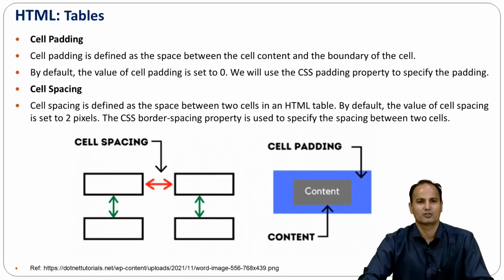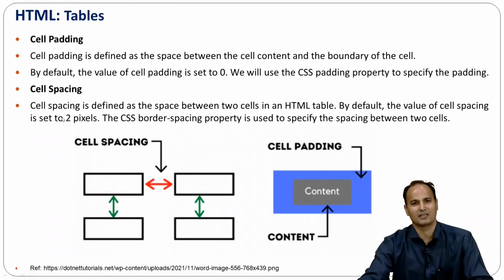Cell padding. So what is cell padding? It is defined as the space between the cell content and the boundary of the cell. As you can see here, the content is centered, and the space between it and the border of the cell we can consider as cell padding. By default, the value of cell padding is set to 0. We will use the CSS padding property to specify the padding.